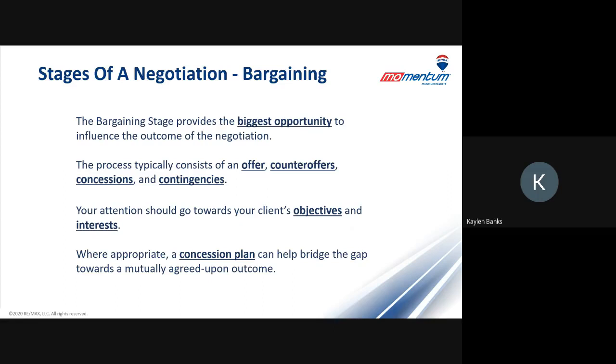The bargaining stage provides the biggest opportunity to influence the outcome of your negotiation. The process typically consists of an offer, counter offers, concessions, and contingencies, right? I mean, we're pretty used to that. Your attention should go towards your client's objectives and interests. When appropriate, a concession plan can help bridge the gap towards a mutually agreed upon outcome. Does that make sense? Okay.